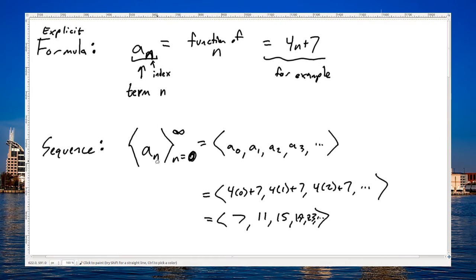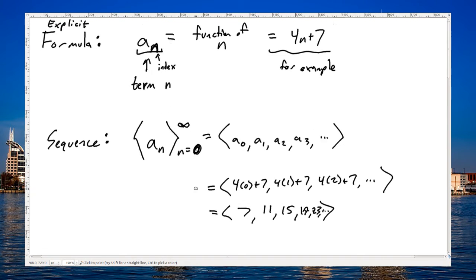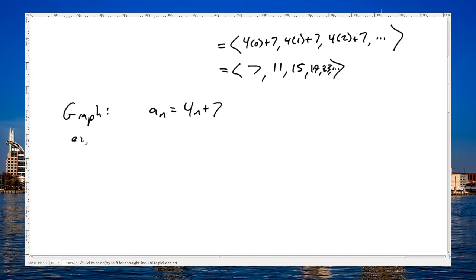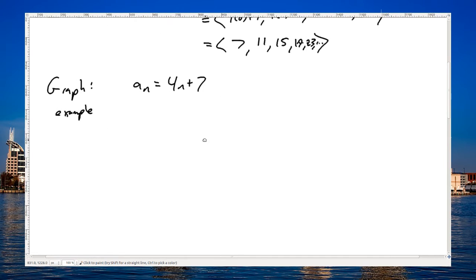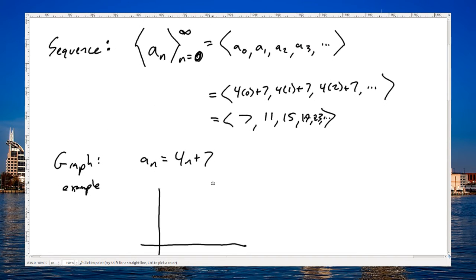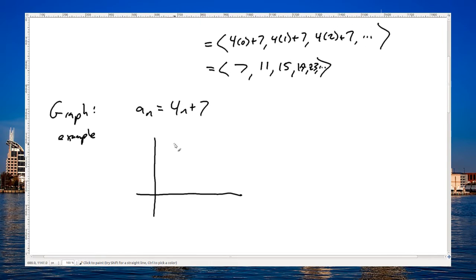Okay, and if we have an explicit formula, it's very easy to come up with a graph. Remember, the formula is, in our example, 4n plus 7. We know that we're starting by plugging in n equal to 0, so I'll get a different color here. At 0, we got 7, so that was a0, here it is 7. So at 0 we got 1, 2, 3, 4, 5, 6, 7.